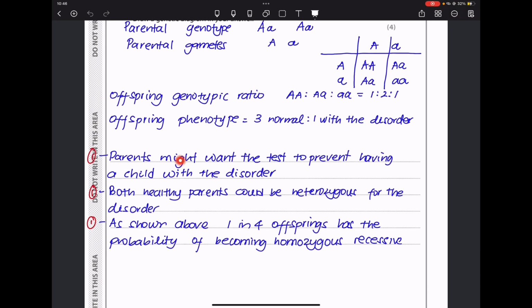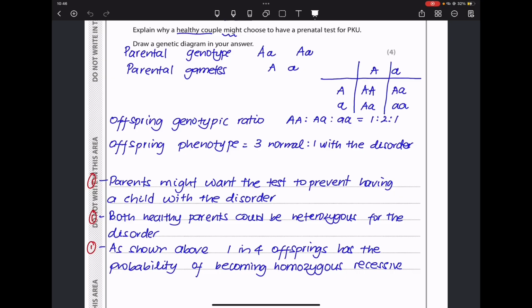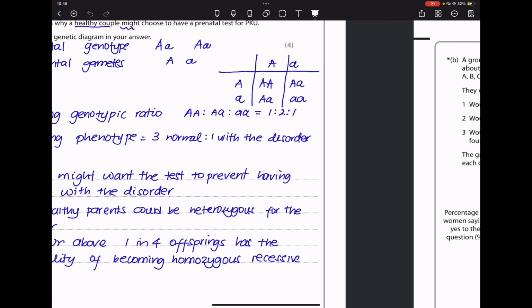So I say down here, parents might want to test to prevent having a child with a disorder. Both healthy parents could be heterozygous for the disorder, and as shown above in the diagram, 1 in 4 offspring has the probability of becoming homozygous recessive, and those who are homozygous recessive are going to show the disease.